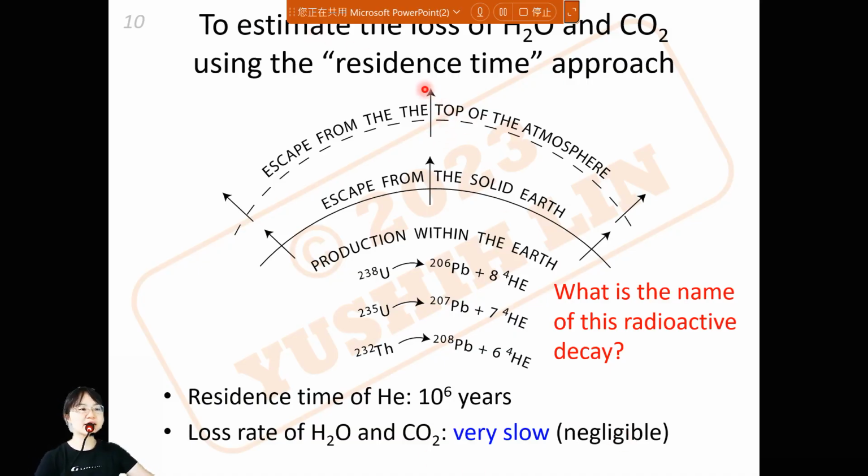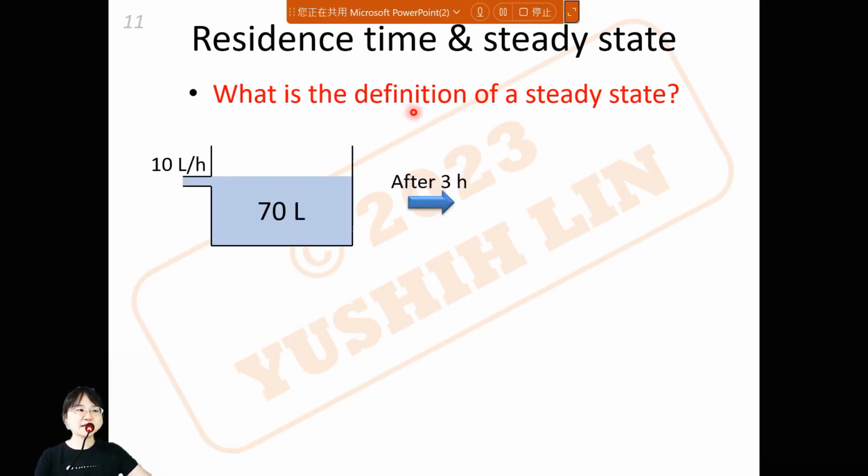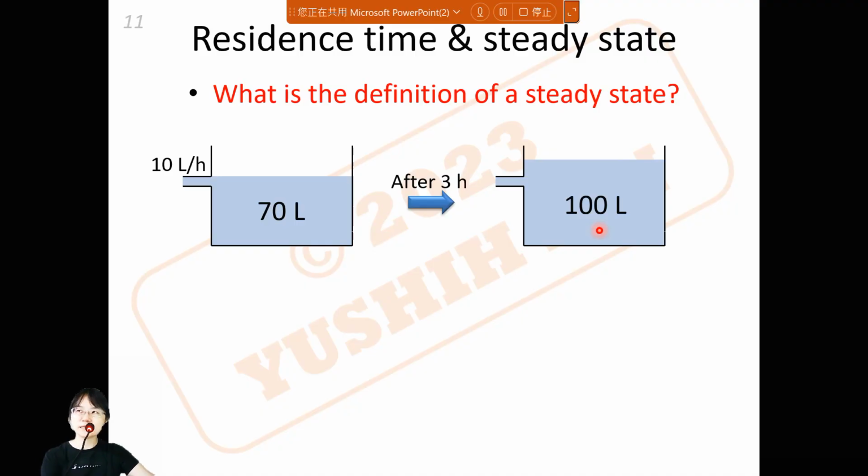Here, I would like to say a few words about the residence time approach, because this is a very common approach in this department for people who study marine chemistry. So usually when we talk about residence time, we need the assumption of a steady state. What is the definition of a steady state? Here I have a water tank, and the water tank is receiving an influx of 10 liters per hour. After 3 hours, its volume will change from 70 to 100. Is the system at a steady state? Probably not, right? And how about this?